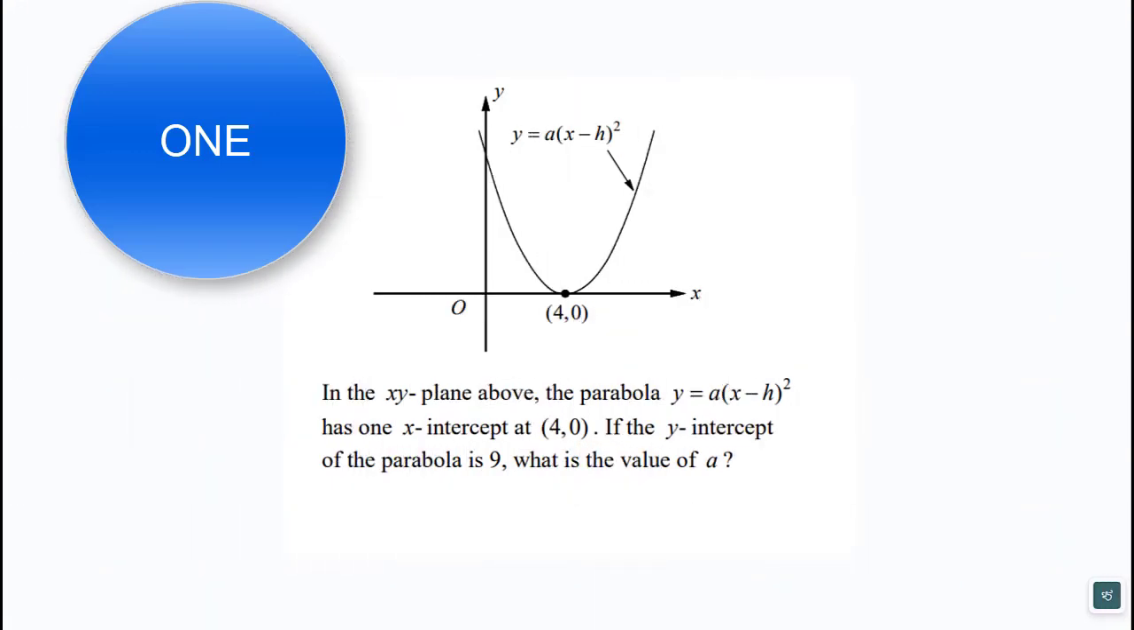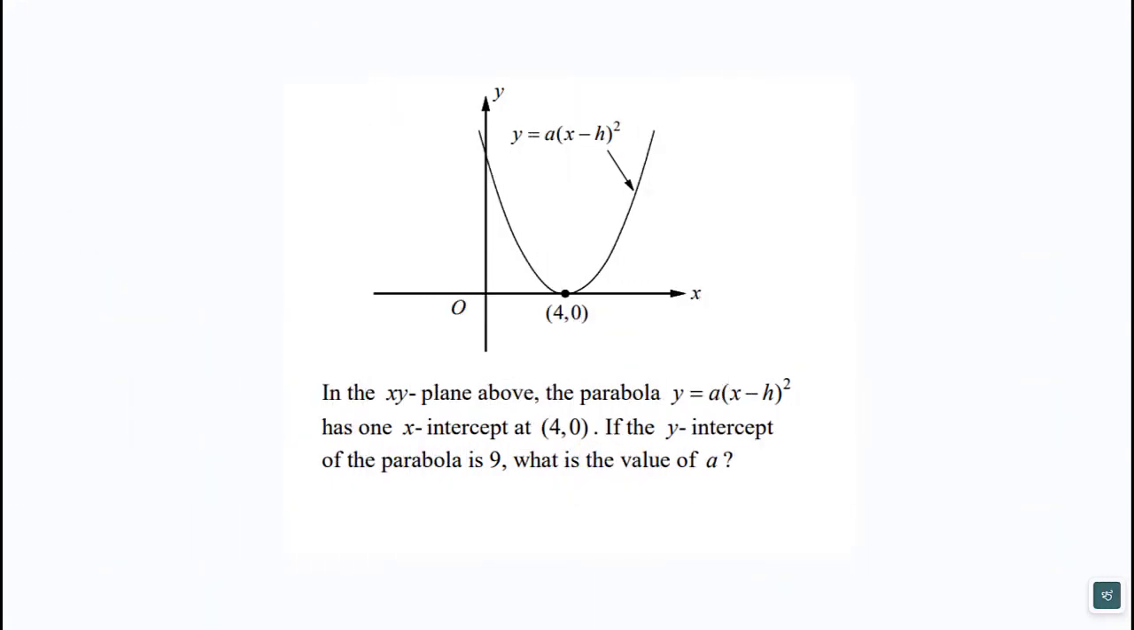All right, let's jump into the problem. In the xy plane above, the parabola y = a(x - h)² has one intercept, (4, 0). So we have (4, 0) here as one of my intercepts. If the y-intercept of the parabola is 9, so the y-intercept right here, as we can clearly see, is 9, what is the value of a?